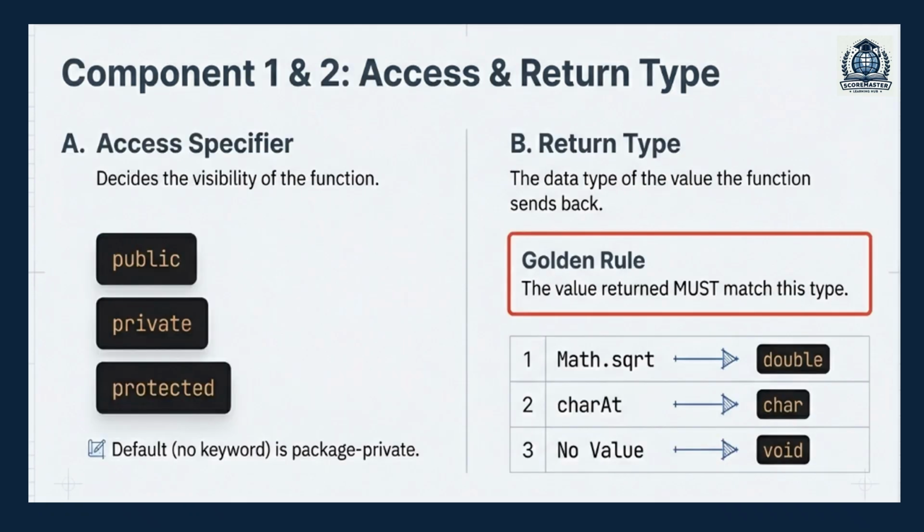Access specifiers control who can use the function: public, anywhere; private, same class; protected, class plus subclasses; and default, same package. The return type defines what data the function sends back, and the returned value must match this type exactly. If a method returns nothing, use void. Mismatch the type, and the compiler shuts you down immediately.